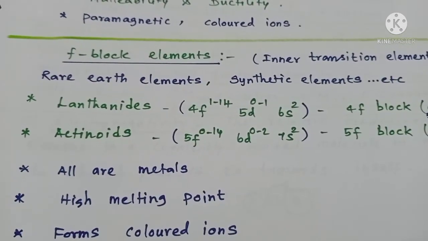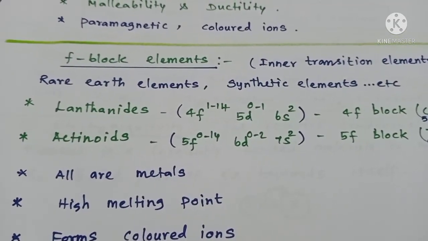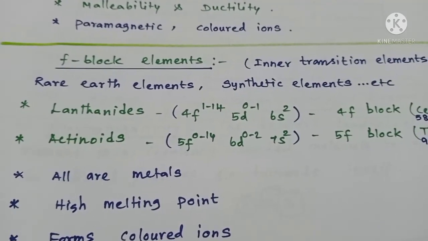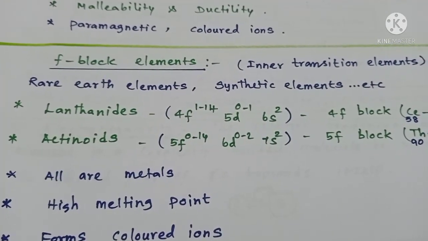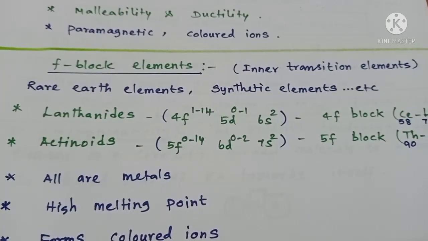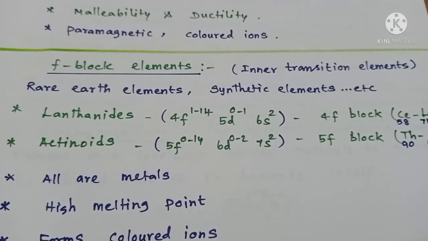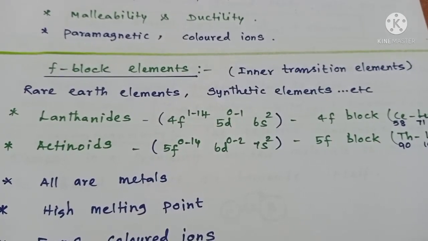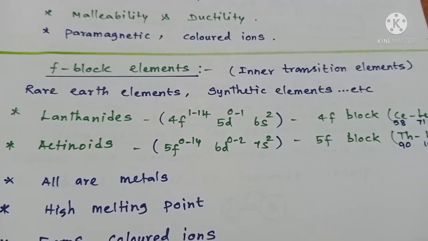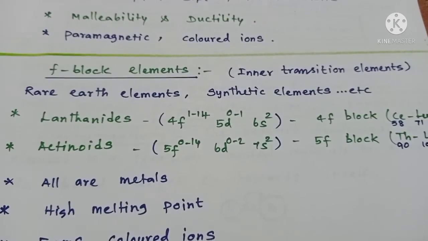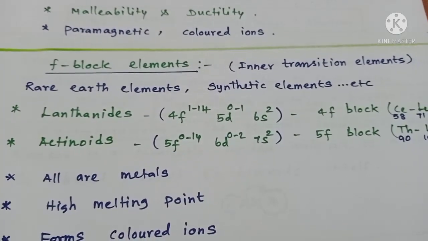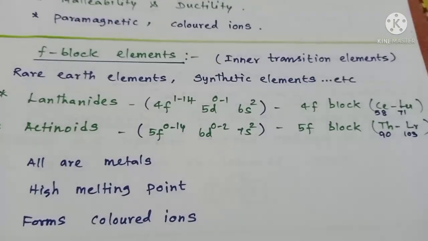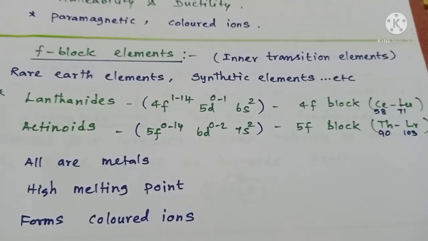Okay. In F block we have two rows. Actually, these F block elements are located at the bottom of the periodic table, isn't it? In two rows. The first row is called lanthanoid with the general configuration 4f1 to 14, 5d0 to 1, 6s2. The second row is called actinoid with electronic configuration 5f0 to 14, 6d0 to 2, 7s2. Okay, the first row is also called 4f block elements because in the first row elements the valence electron is getting added in the 4f orbital.